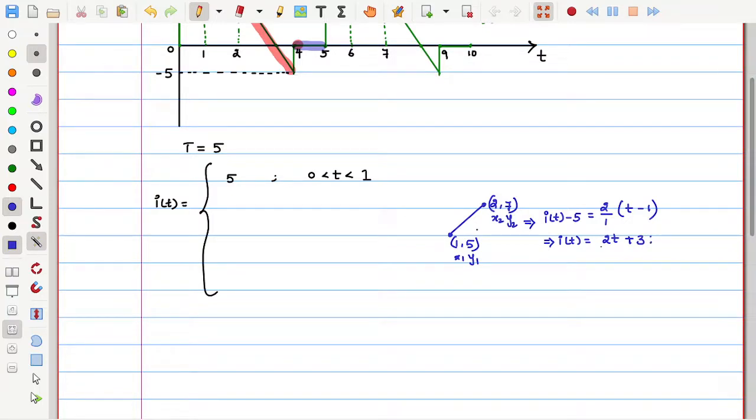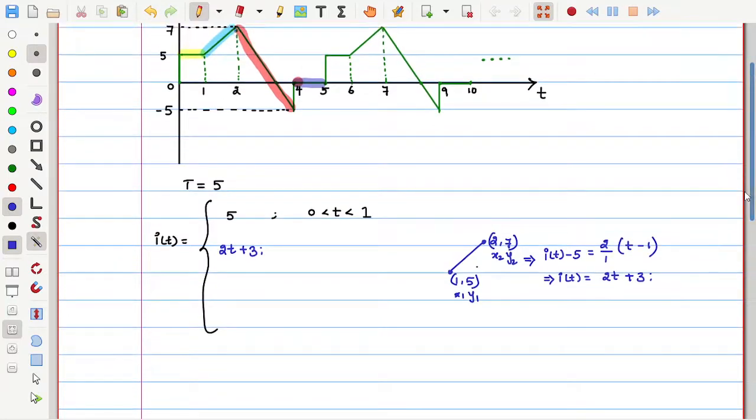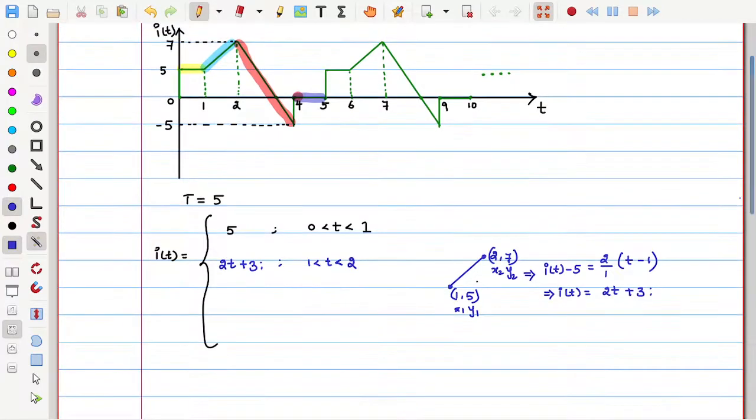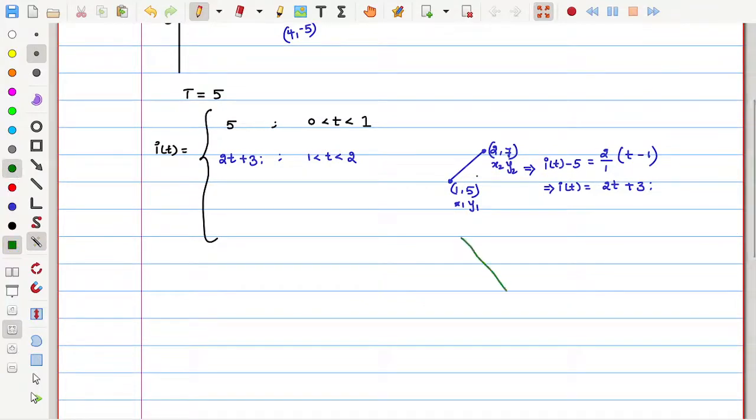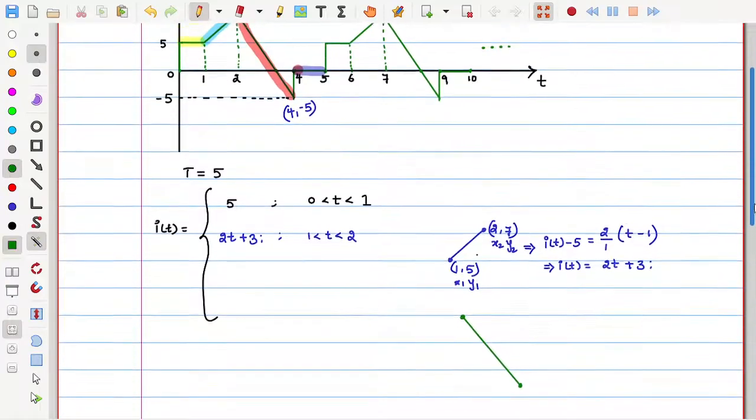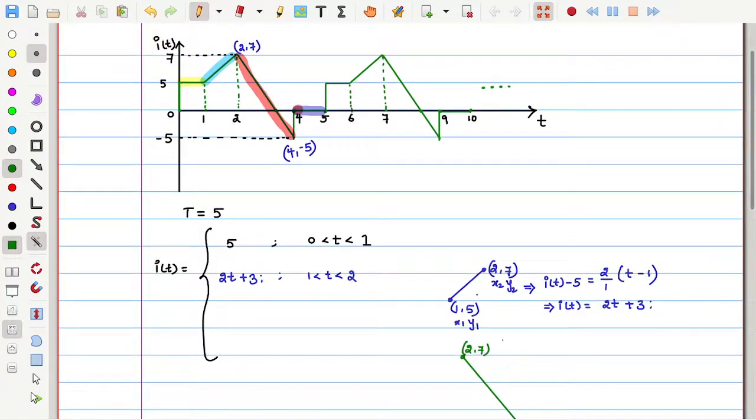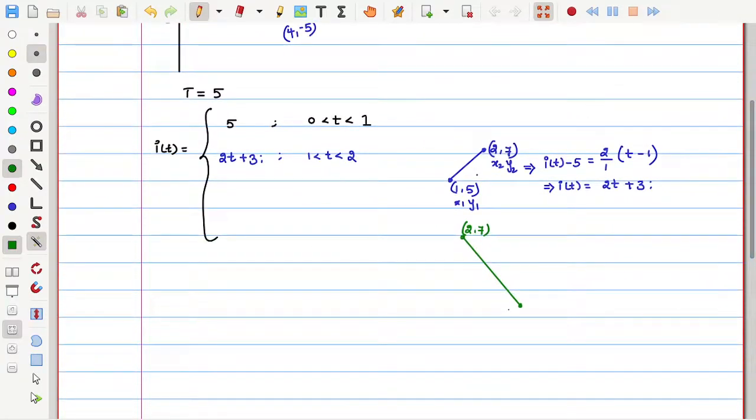So I will write this equation directly over here, that is 2t plus 3. For what range is this valid? 1 to 2, right? I can say 1 is less than t less than 2. Next, look at another line whose coordinates are (2, 7) and (4, minus 5). For such a line, again find the corresponding equation. Quickly find that: (2, 7) and (4, minus 5).